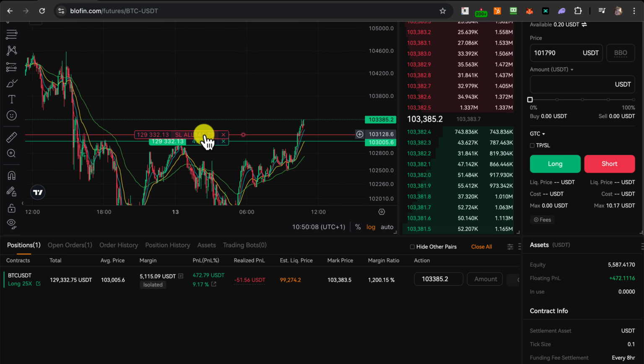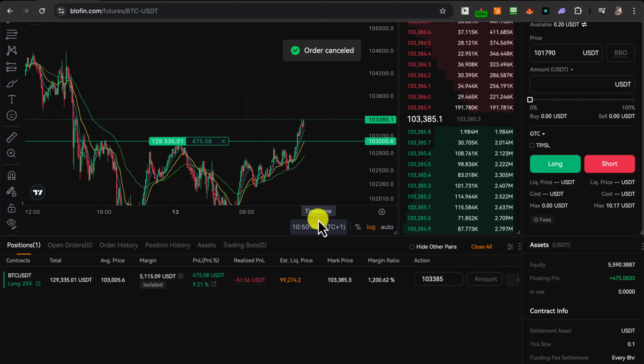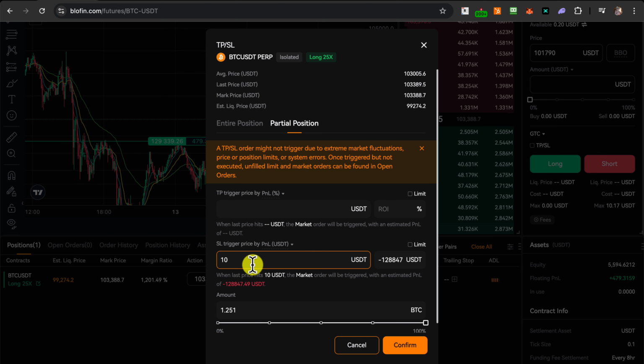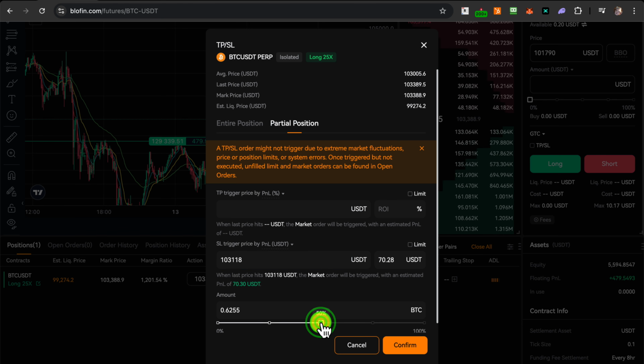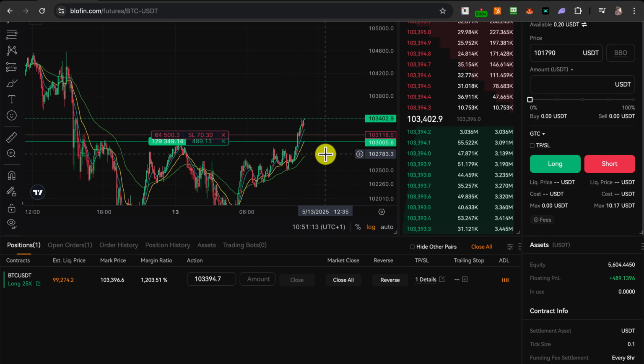Actually, there is something that you can do in this circumstance that might be a better idea. Okay, so what I'm going to do is set a partial stop loss. So let's remember 103,118. Get rid of that and come here, partial 103,118, and I'm going to set that amount to about half.